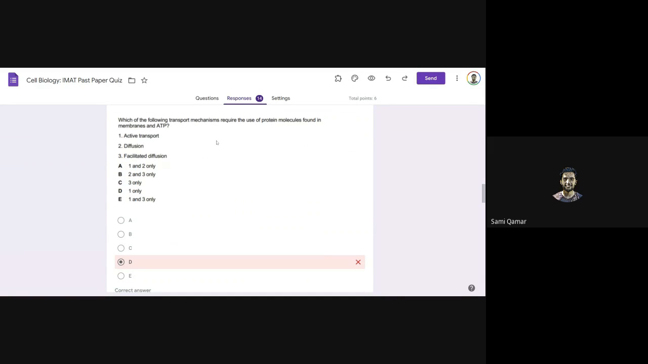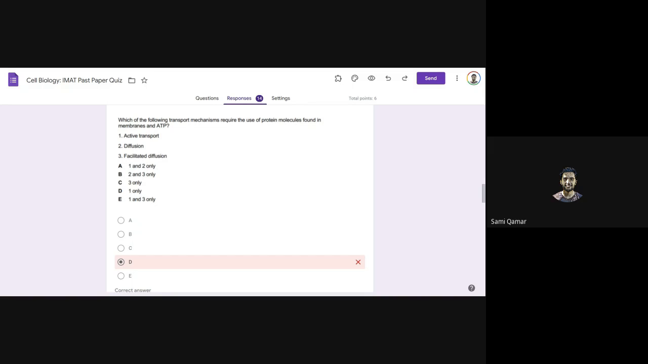Which one of the following transport mechanisms requires the use of protein molecules found in membranes and ATP? Now understand ATP. First of all, understand diffusion does not require ATP. Facilitated diffusion does not require ATP. So these options get straightforwardly eliminated. This was an easy question.